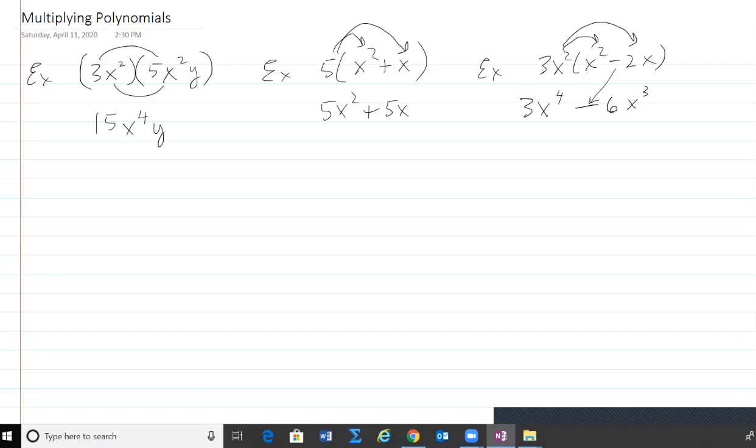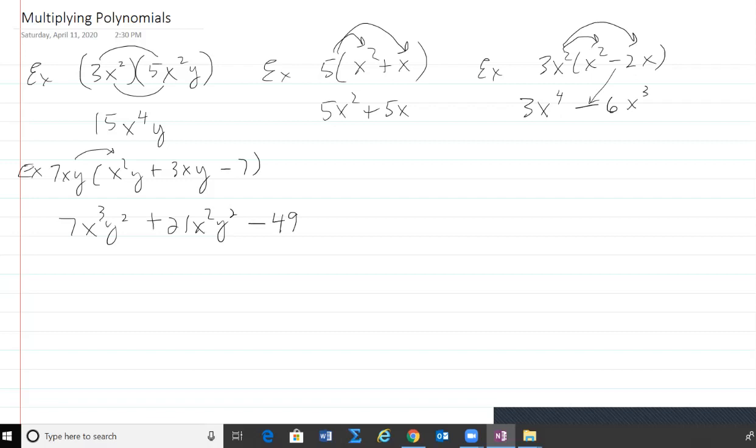Monomial times a trinomial might be like, say, 7xy times x squared y plus 3xy minus 7, for example. Well, I just keep that same thing happening with my distributive property. I'll have a 7x to the 3rd y squared. It's working with those exponents. And I'll have a 21x squared y squared. I'm going to add those exponents. 1 and 1, and 1 and 1. All that adds up to 2's. And here, no variables, so I just have a 49, but I have an xy, because the xy is out in front.